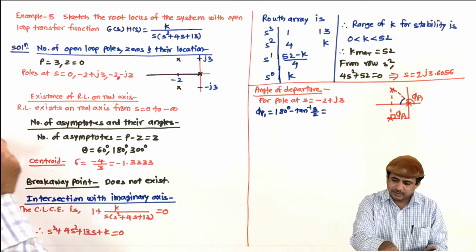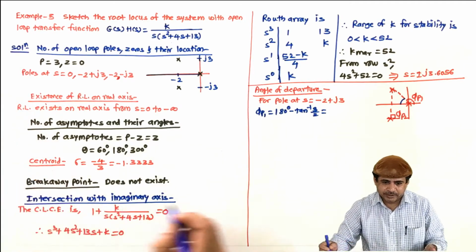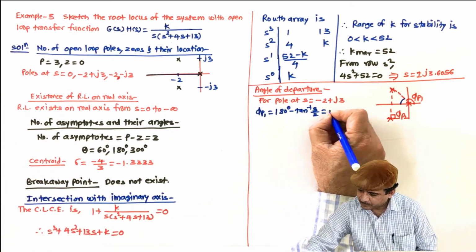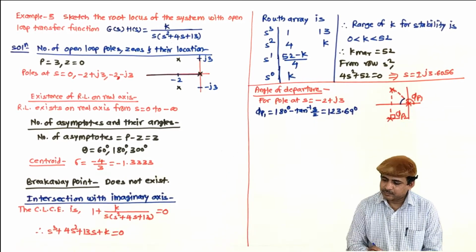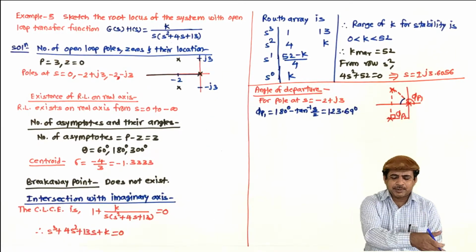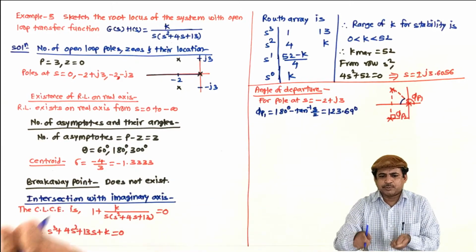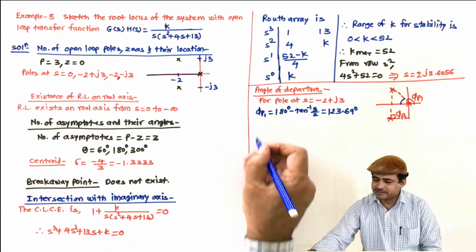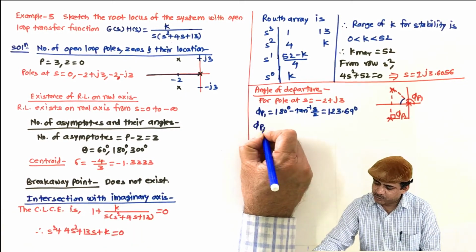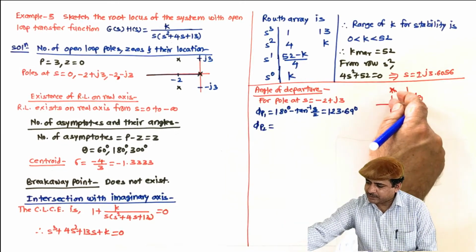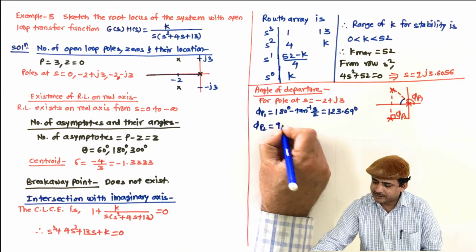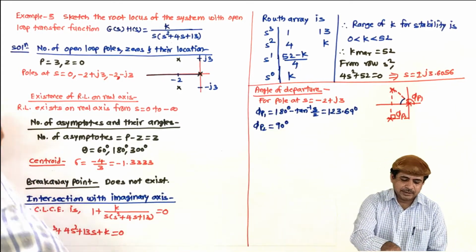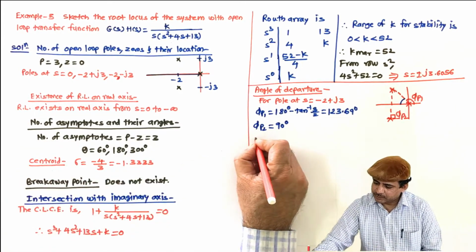So it is coming 123.69. Even you can do this on graph paper. You sketch this pole, put a protractor and measure the angle and write it. Phi p2: they have the same real component, and that is why the angle is 90 degrees.